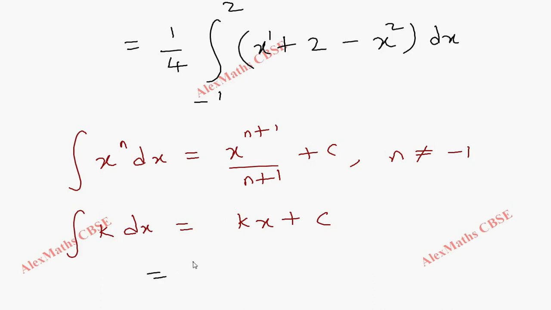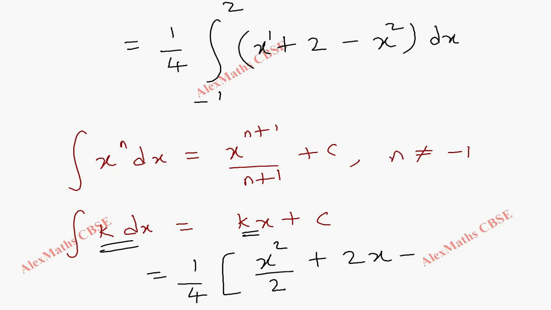Let us write the 1 by 4 outside. Then x power 1 after integration, 1 plus 1 is 2, so x square by 2, plus 2 is a constant, so when a constant is integrated we put constant into x. Then x square: now the value of n is 2, and 2 plus 1 is 3, so x power 3 by 3. Then the limit is from -1 to 2.